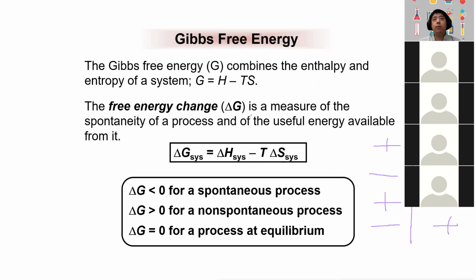Okay, with that said, I want you to imagine scenarios here. If this was negative and this was positive, is my delta G going to be negative or positive?